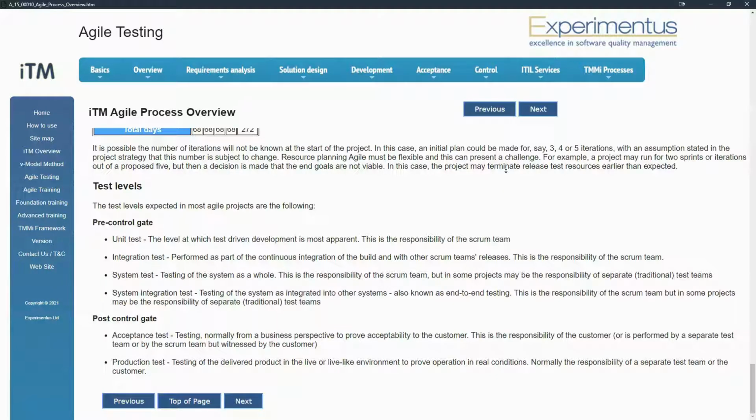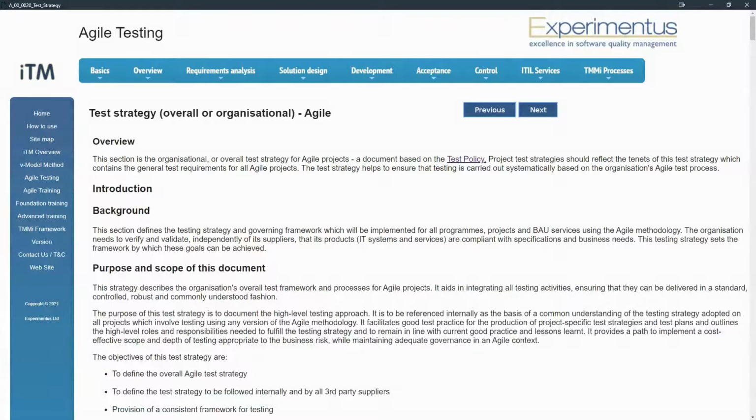Organizations must, however, ensure that the test techniques, test levels, and test types, and the relationship between them are defined according to the particular needs of a project. One of the tenets of Agile is that it is flexible. Even within the same organization, there may be a need for a number of different implementations of Agile, and the Agile strategy can be adjusted accordingly whilst still maintaining the same iTM recommended control and reporting mechanisms.